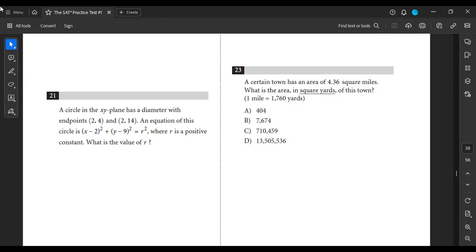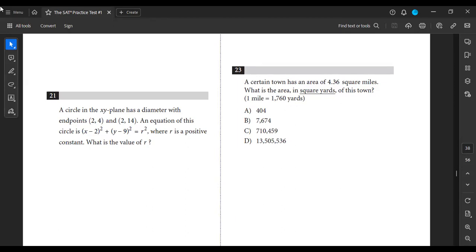A circle in the XY plane has diameter endpoints of (2, 4) and (2, 14). An equation of this circle is (x minus 2) squared plus (y minus 9) squared equals r squared, where r is a positive constant. What is the value of r?